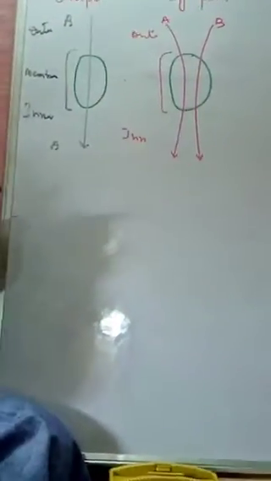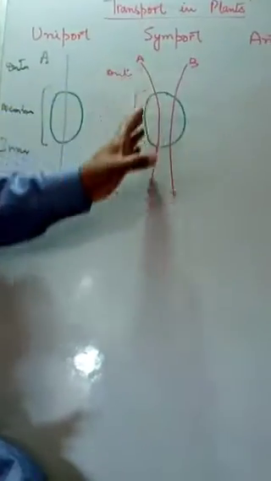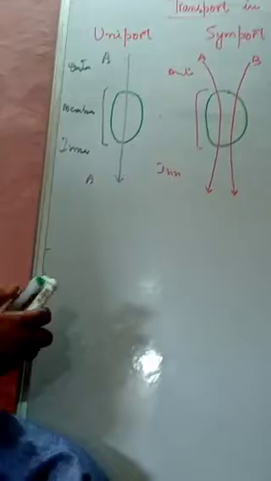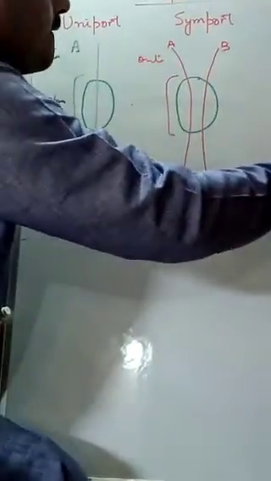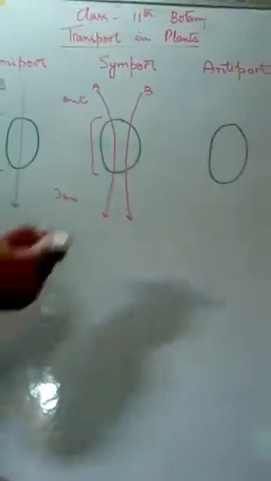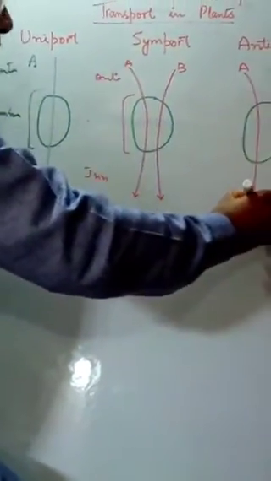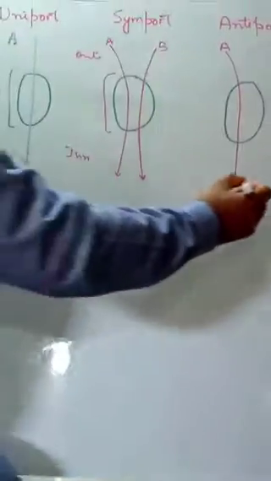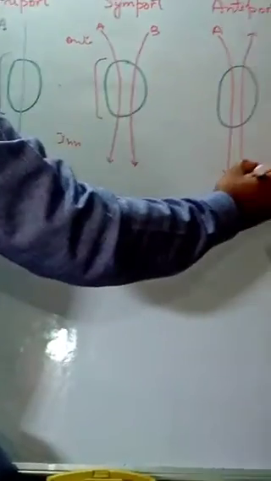So here we will see two particles, two molecules, they are taken simultaneously. In the third, if this is the protein molecule, again this is the particle A, and it is taken from outer to the inner, and then we have got the B, it is taken from outer to the inner.